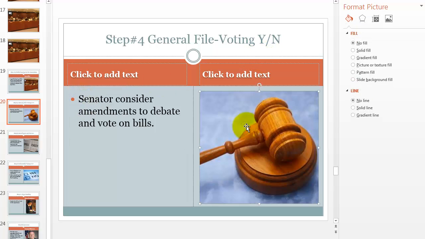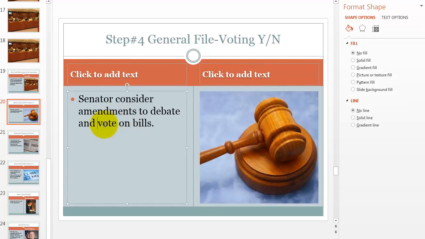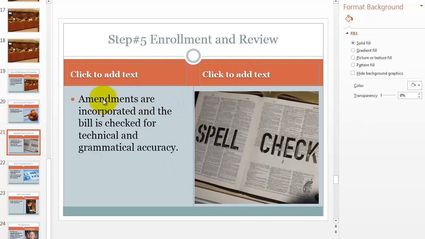bills. And this is kind of a symbolic way to use a picture, because it doesn't really talk about the senators considering amendments to debate. It kind of ties into vote actually, but I think you can do a better job with the pictures. So again, consider what you want to emphasize, what points, what parts of the lesson here you want your students to pay attention to and visualize and understand.